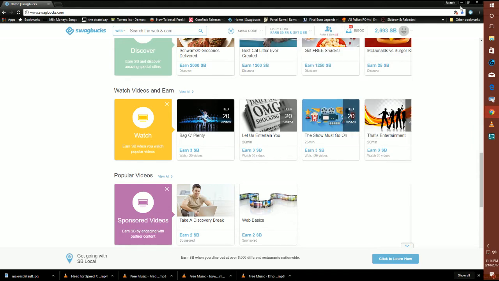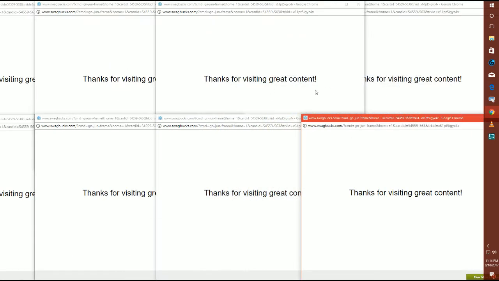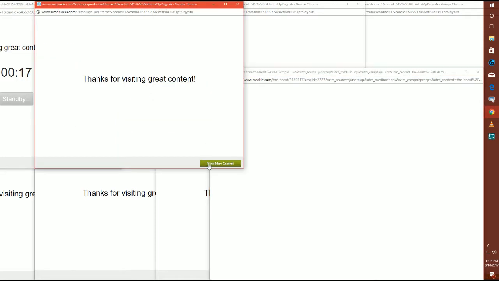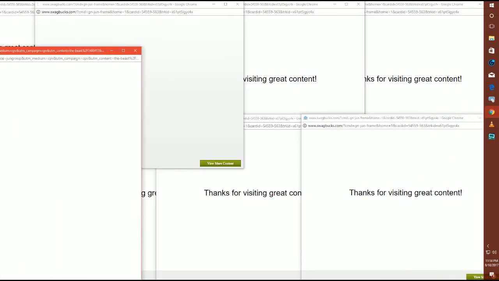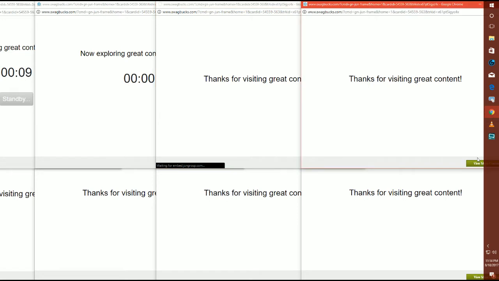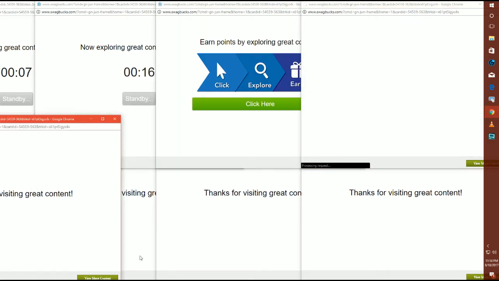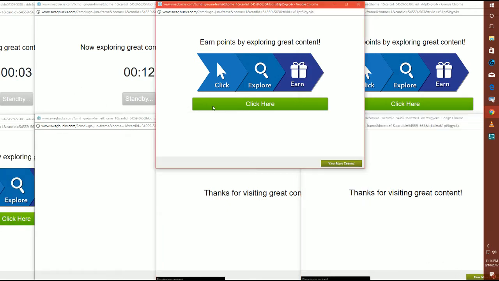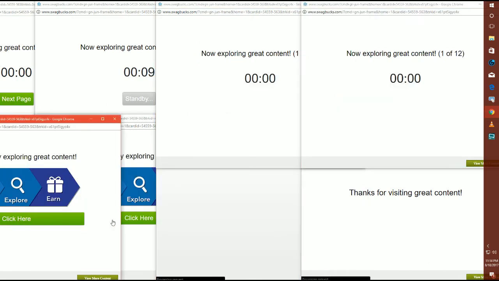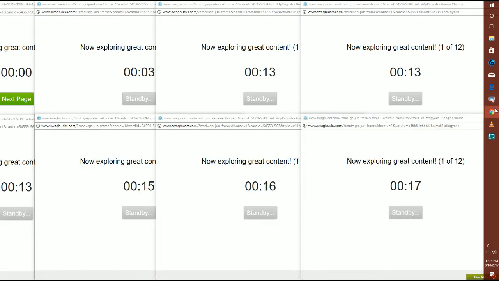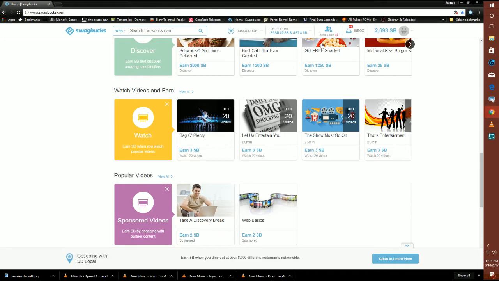Check this out. Here are my 8 screens right here. This is basically what I'm going to do for the next hour. At 3 o'clock in the morning, the Swagbucks reset, so I'm going to see how much I can get done within an hour. I'm going to be recording for the next hour, and I'm going to show you guys exactly what I mean. So remember how many Swagbucks I got.